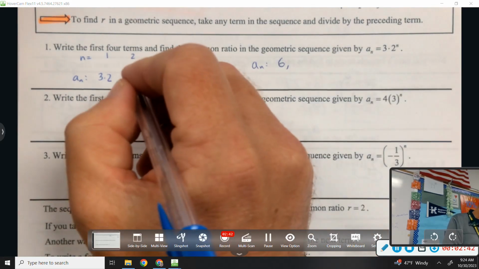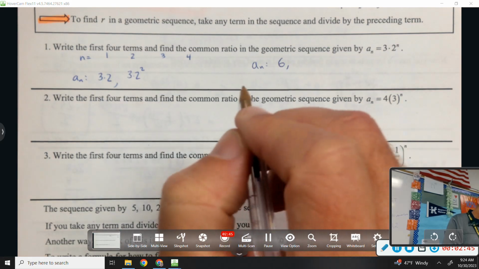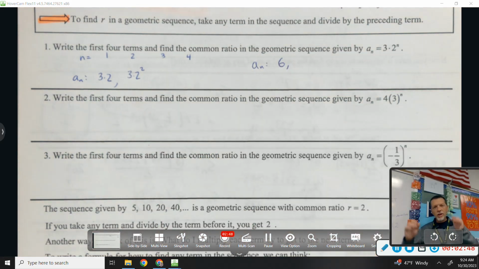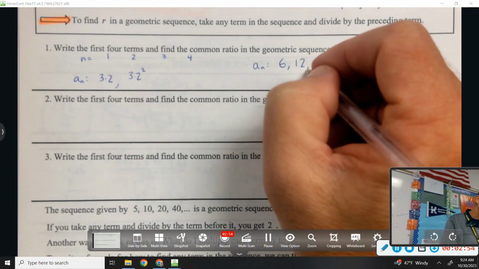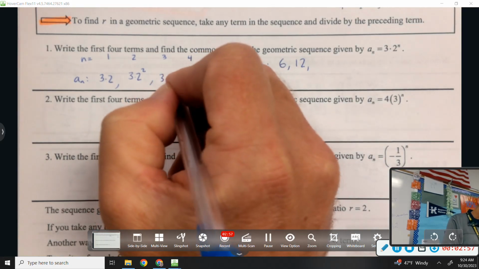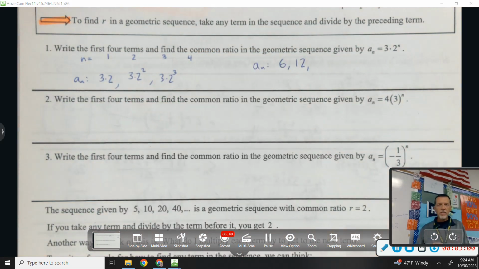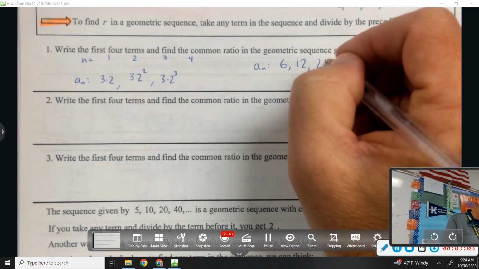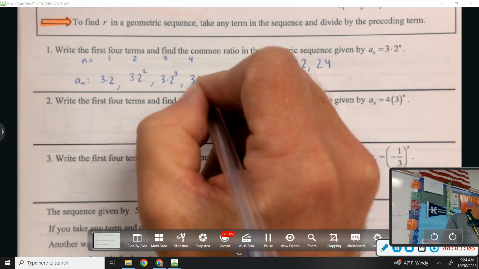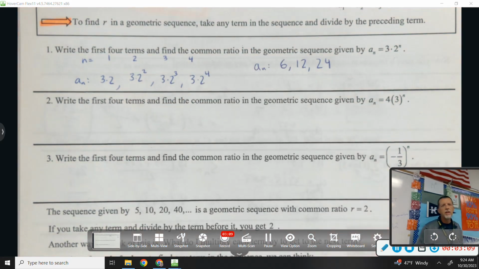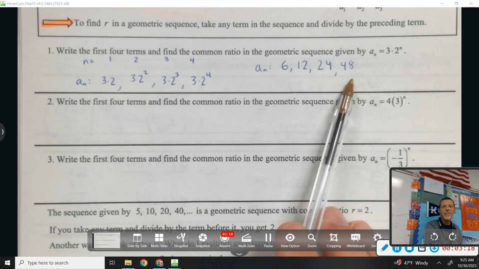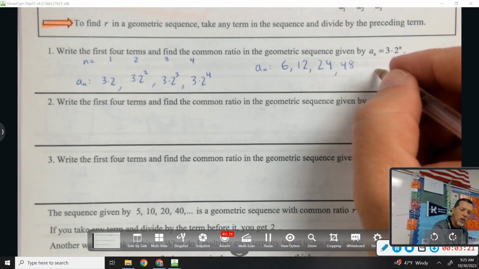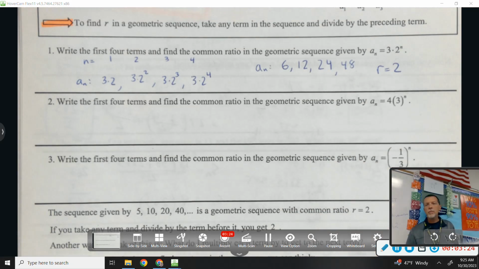If I plug in 2, 3 times 2 squared. Remember, it's 3 times 2 squared, not 3 times 2, then squared. Order of operations. 3 times 4 is 12. 3 times 2 cubed. 2 cubed is 8. Times 3 is 24. And then if we plug in 4, 3 times 2 to the 4th. 2 to the 4th is 16. Times 3 is 48. Although maybe at this point you start looking at your terms and realize what's going on. You're doubling it, which means your r is 2. You're multiplying by 2 each time.